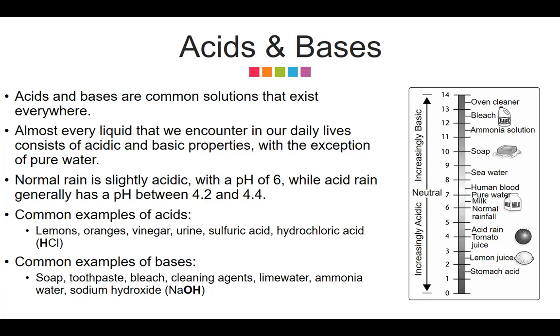You'll notice a lot of cleaning solutions on the basic side of the spectrum. Some common examples of acids include lemons, oranges, vinegar, urine, sulfuric acid, and hydrochloric acid. Notice that hydrochloric acid has that H right there. Acids tend to have hydrogen by itself when you're looking at a chemical formula. We also have some examples of common bases: soap, toothpaste, bleach, cleaning agents, lime water, ammonia water, sodium hydroxide. Notice that with sodium hydroxide, bases tend to have hydrogen with oxygen as that OH, or hydroxide group.